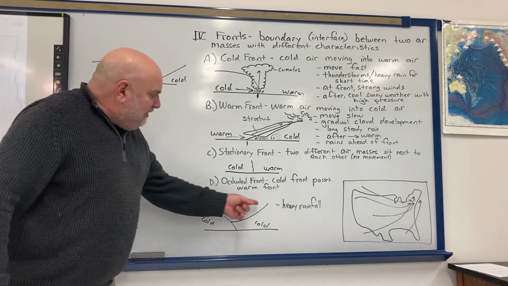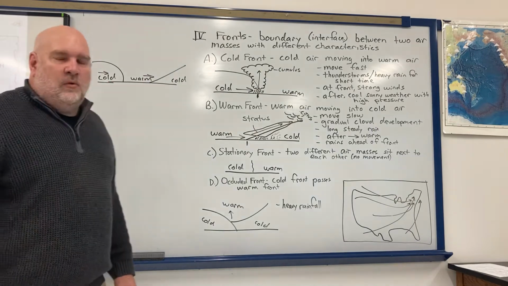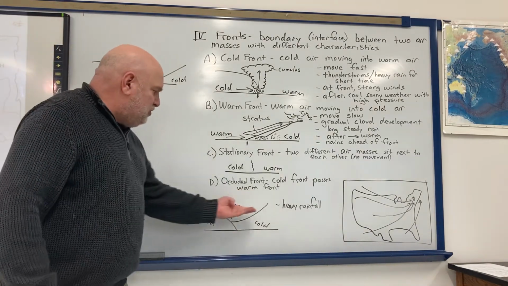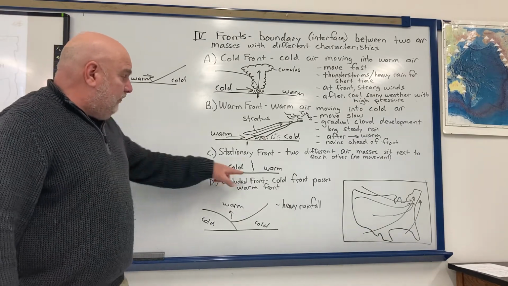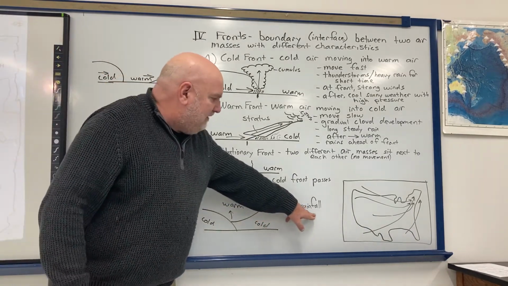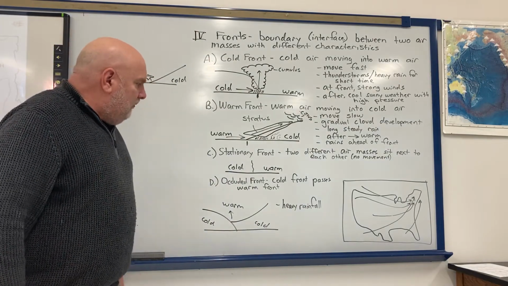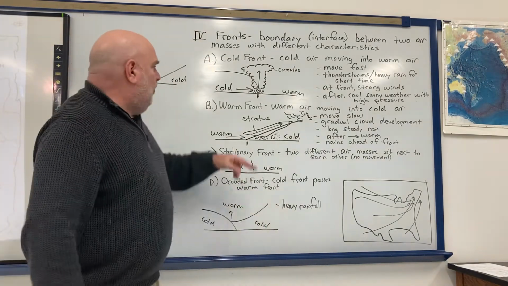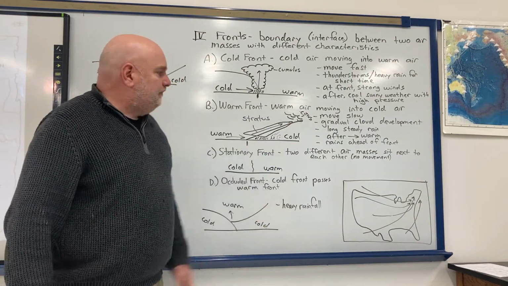So I have this big giant section of warm air going up. Again, whenever air rises, you're going to get rain, and this is a big chunk of air rising, so you're going to get lots of rain. Occluded fronts result in very heavy rainfall. So this would be an all-day heavy rain. A warm front might be an all-day light rain, and this would be an all-day heavy rain right there.